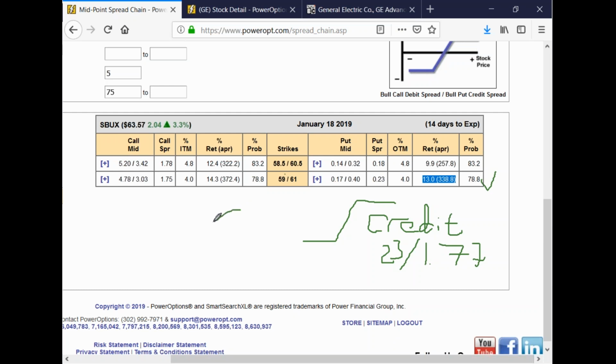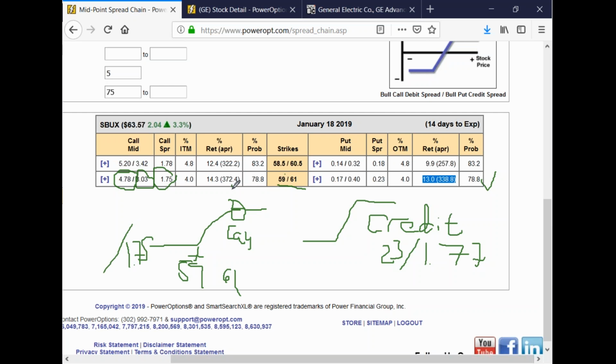I could do the same trade by a parity trade by selling the same 61 call for 303 at midpoint, buying a deeper in the money 59 call, same strike, 59/61, for 478. This is a debit at midpoint price of 175.